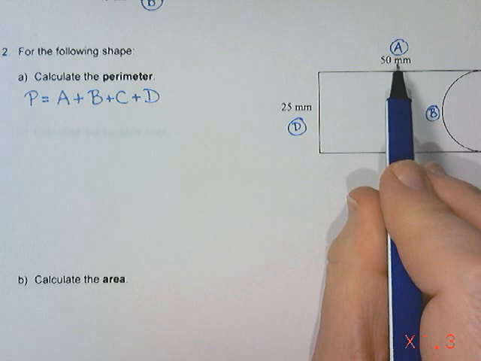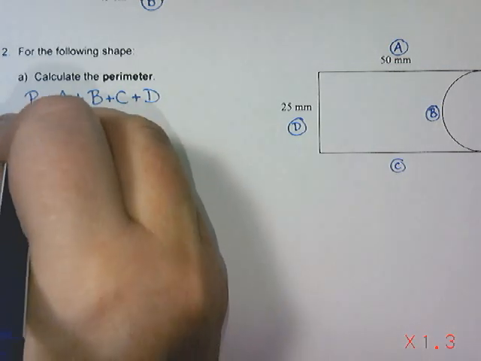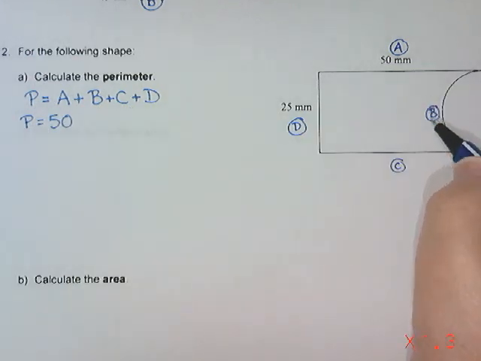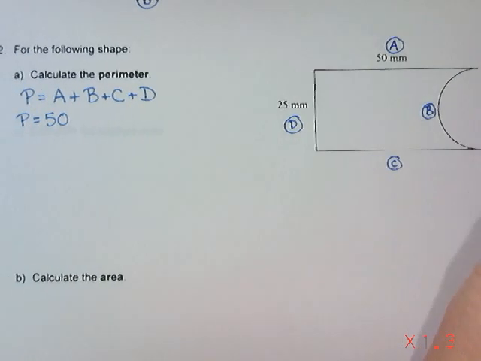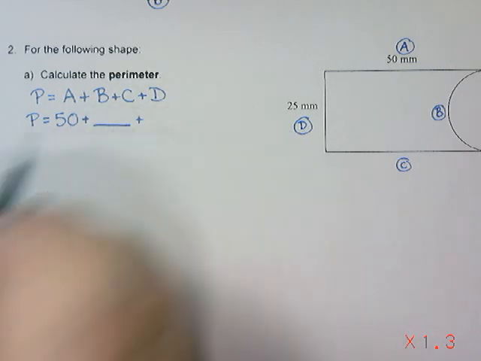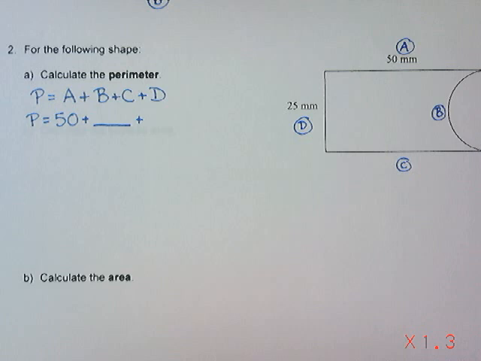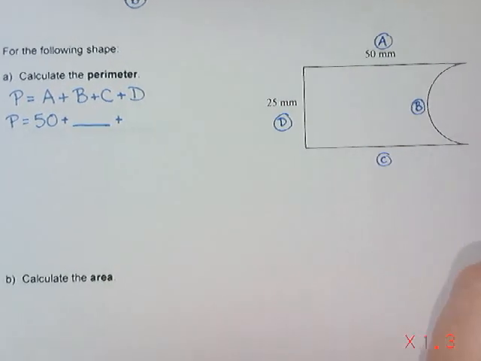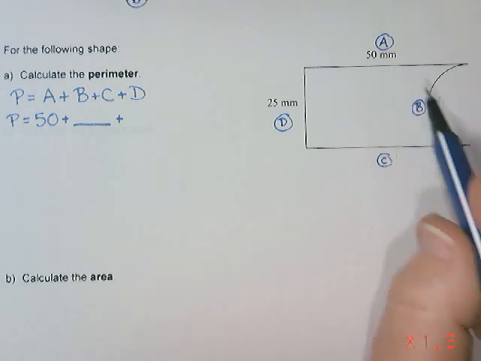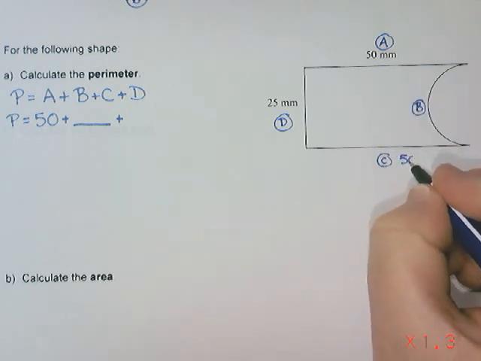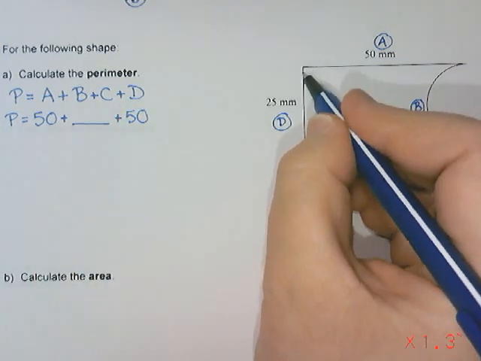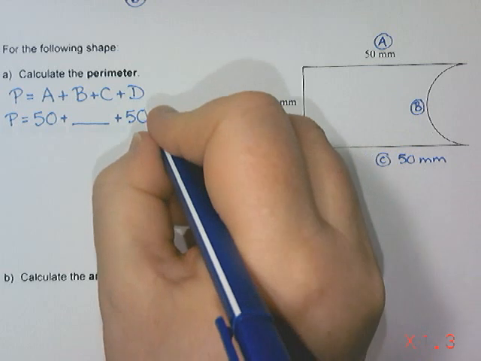Now, do I know side A? Yes, it is 50. Do I know side B? No, it's curvy. We'll come back to that. I'm going to leave a gap, a space to say there's a number there. We'll fill it in when we figure it out. Do I know side C? Well, side C is the same length as side A, which would make it 50 millimeters as well. So I'm going to add 50. And then our last one here, side D, is 25.